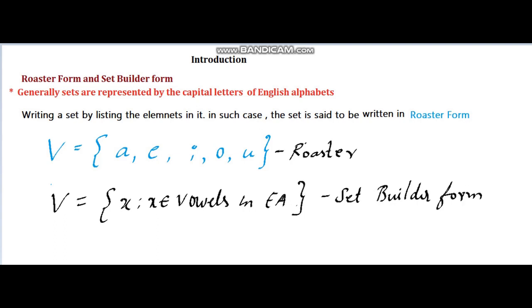Set builder form is also known as the rule method. Whatever we write in roster form, the same thing we present with a certain rule, a certain property. That is called set builder form or rule method. So don't confuse them. There is no confusion between roster form and set builder form.